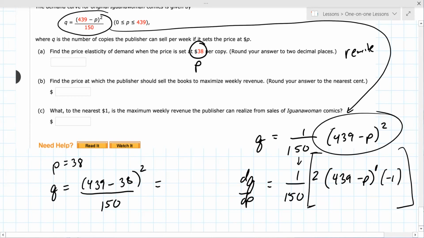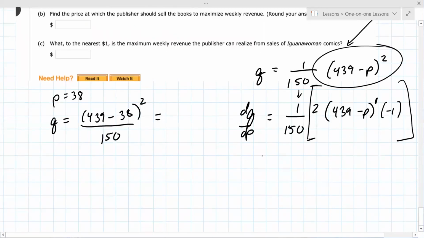Power rule. You're bringing the 2 down. The 2 comes in front. Keep the inside part. Multiply by -1. Okay, so then we put p into this function and we get a value. So we get dq/dp, and we get a number. So let me get those numbers.